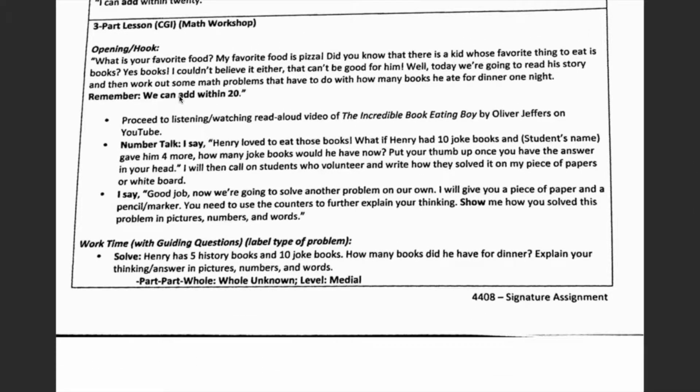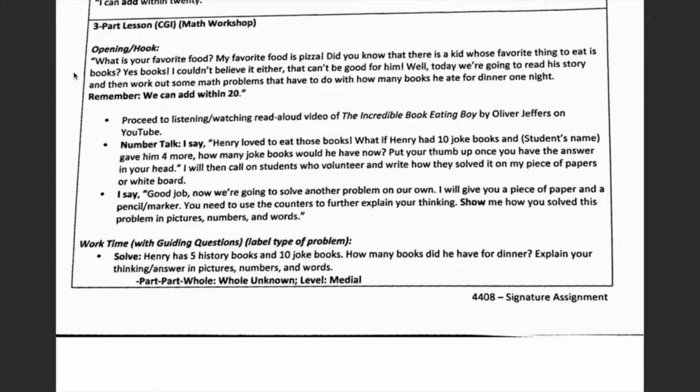Next we're going to move on to the actual math workshop 3-part lesson. Like I said, there's an opening. This opening is, what is your favorite food? My favorite food is pizza. And you see how it has nothing to do with math. That's the main thing. You want to engage the students and do something that's not math related for this opening.